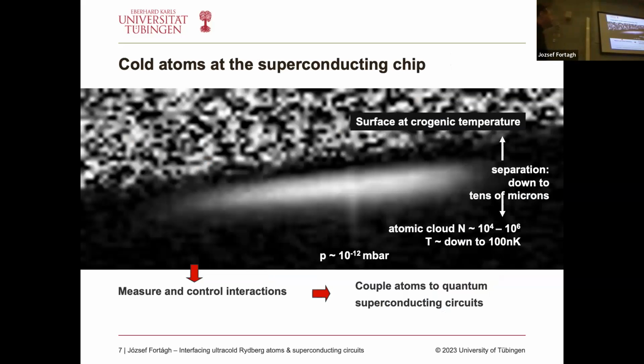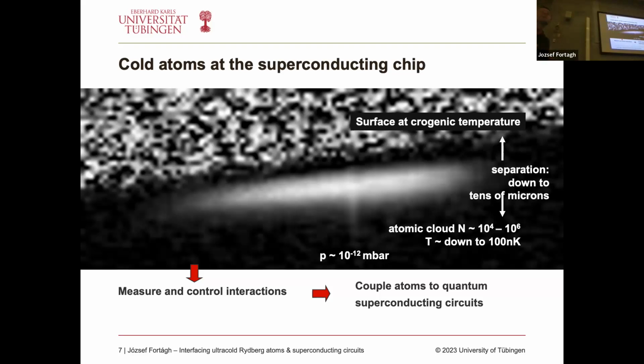Now, what we see is an atomic cloud, which is trapped down to tens of microns to the chip surface. Typically, we move the atomic cloud from 150 micron far distance to down to 20 micron close distance to the chip surface. These are typically 10 to 100,000 atoms at typically 500 nanokelvin temperature. In the system, here the components would be at the surface.